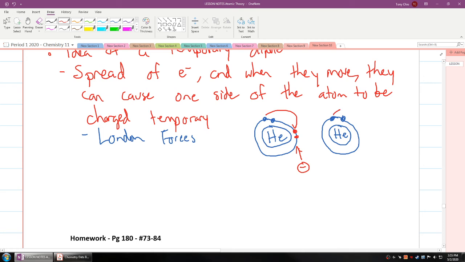And let's say that these 2 also moved here. Again, these 2 will be over here. Now it will cause this side of the helium atom to be a bit more positive, and thus it's going to be attracted to each other temporarily, because these electrons are always moving. So this is a temporary attraction. It's weak. It is not strong. It's not permanent.